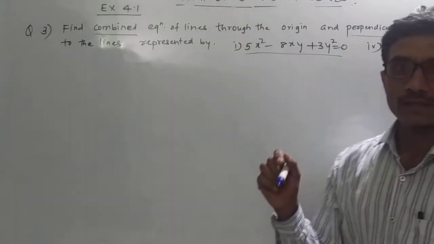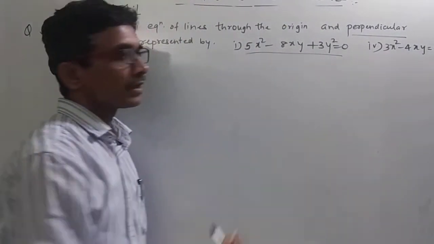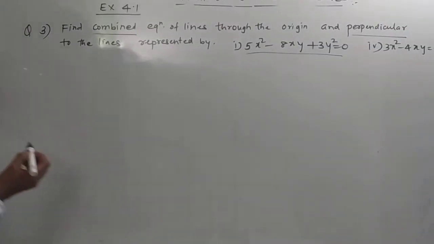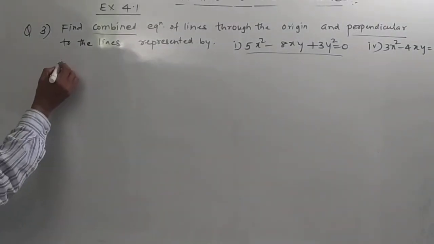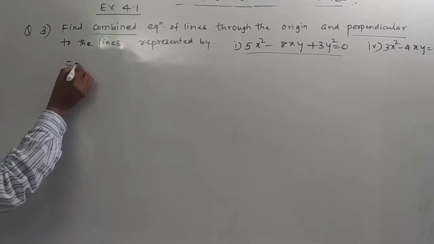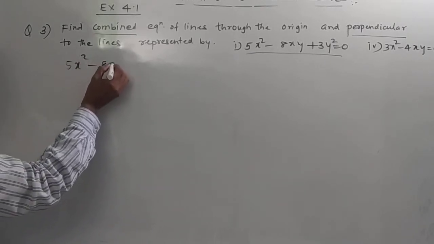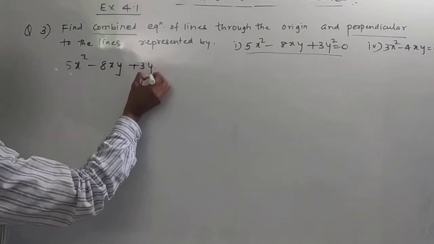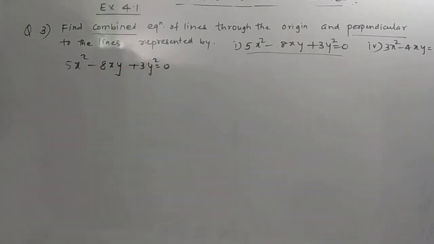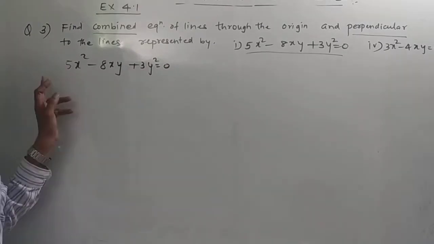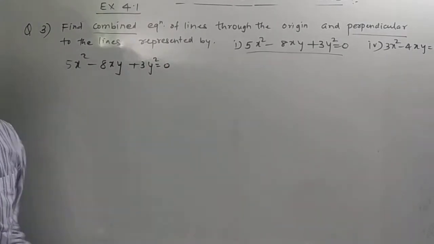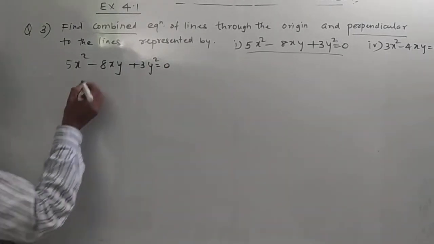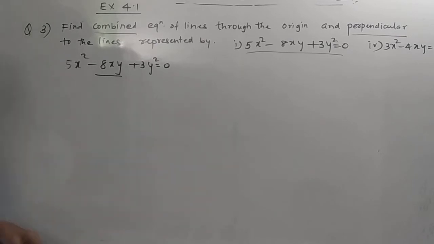So let us solve the separate equation. Find separate equation of these lines. See, our equation is 5x square minus 8xy plus 3y square is equal to 0. We find separate equation. It is a homogeneous equation of degree 2 in x and y. So how we get separate equation? We have to split the middle term.